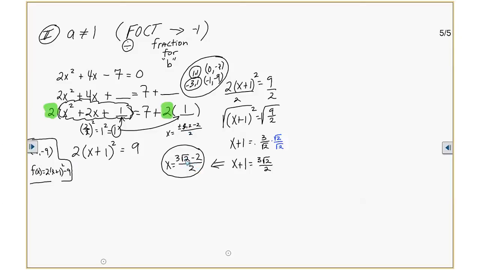3 times 1.4. The square root of 2 is 1.41. I dropped the 1 because we're sketching and it doesn't really matter. So I took 3 times 1.4. I said it was 5.2, but it's not. I thought it was. It's 4.2. And then what's 4.2 minus 2? 2.2 divided by 2 is 1.1. Okay. Negative 6.2 divided by 2 is negative 3.1. So there's your 2 x-intercepts.